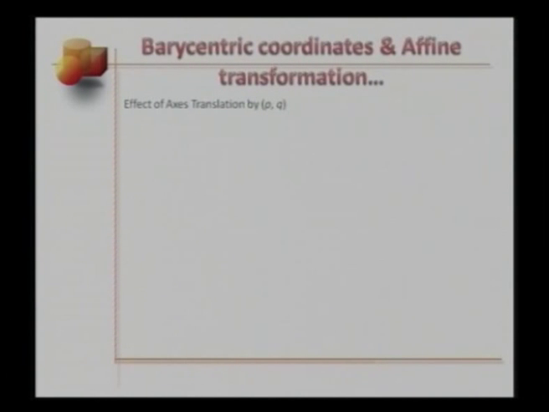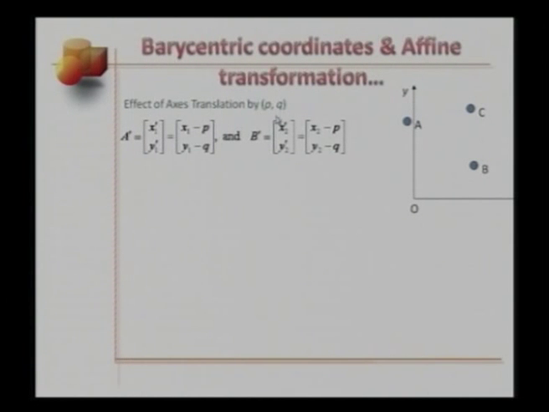Now, let's study the effect of axis translation by a vector PQ. We have the original axis, point A, point B, and point C. Let's translate this axis by vector PQ. The new coordinates of A with respect to this translated axis will be given by A prime, which is x1 prime, y1 prime, which is equal to x1 minus p, y1 minus q. The x coordinate of B prime will be given by x2 minus p, and the y coordinate of B prime will be given by y2 minus q.